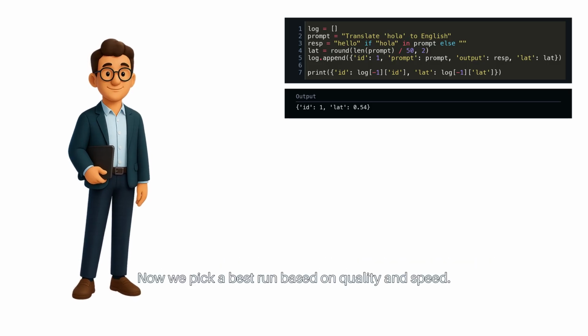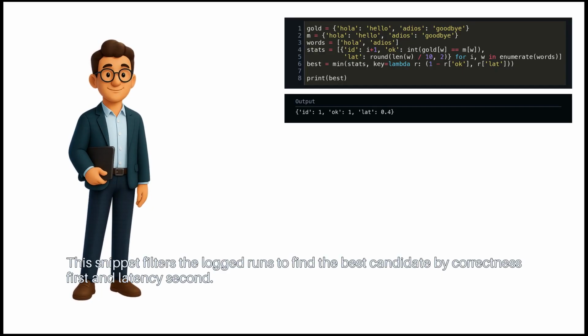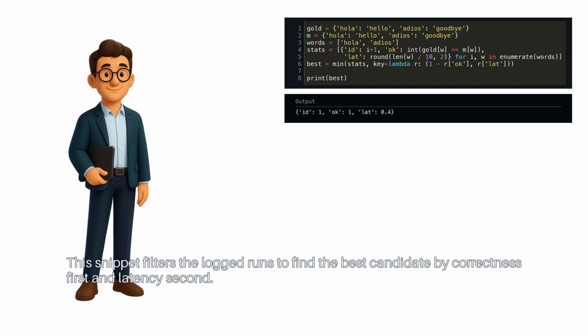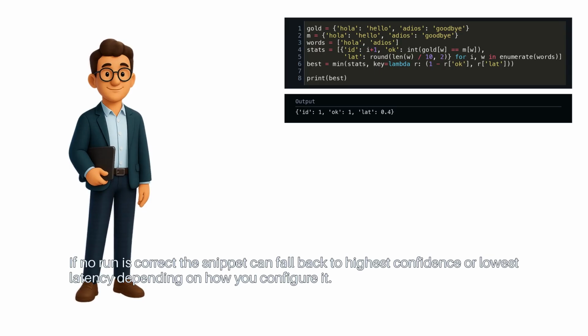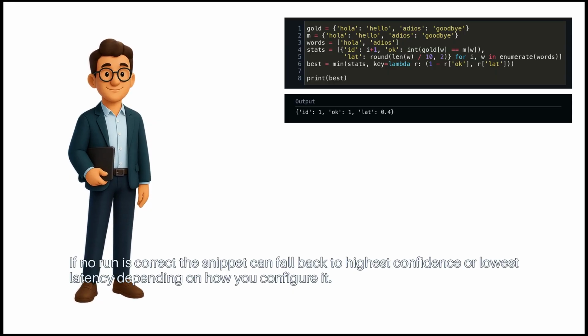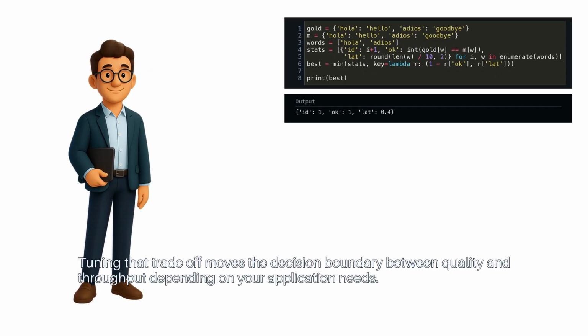Now we pick a best run based on quality and speed. This snippet filters the logged runs to find the best candidate by correctness first and latency second. It selects runs that pass the correctness check and then sorts them by measured latency to pick the fastest correct run. If no run is correct, the snippet can fall back to highest confidence or lowest latency, depending on how you configure it. An adjustable preference parameter can change whether you accept a small drop in accuracy for a large speed gain. Tuning that trade-off moves the decision boundary between quality and throughput depending on your application needs.